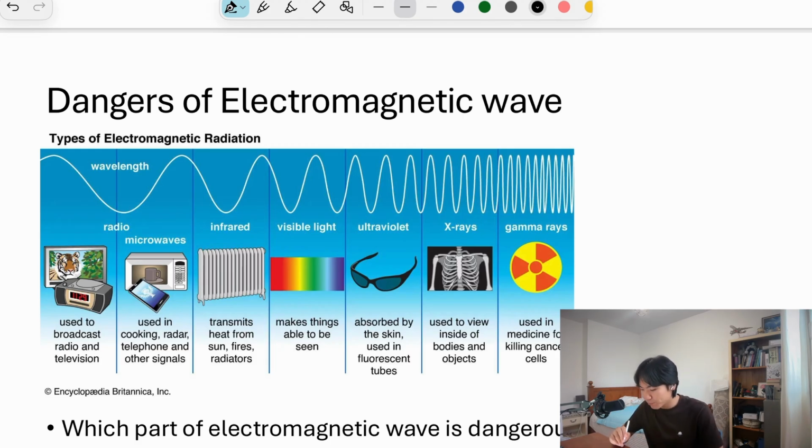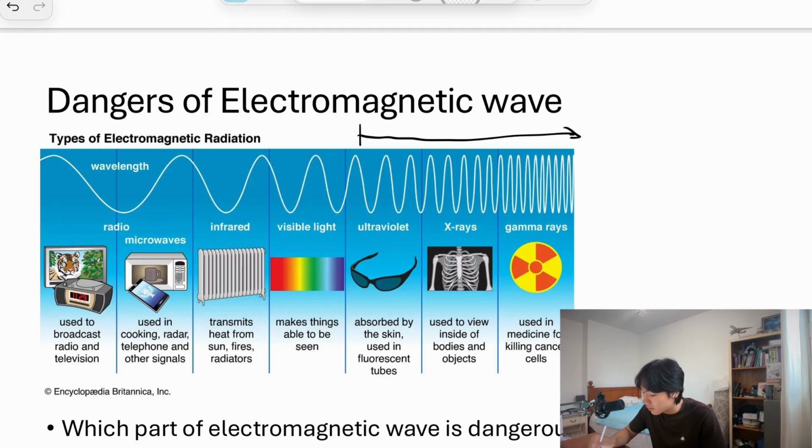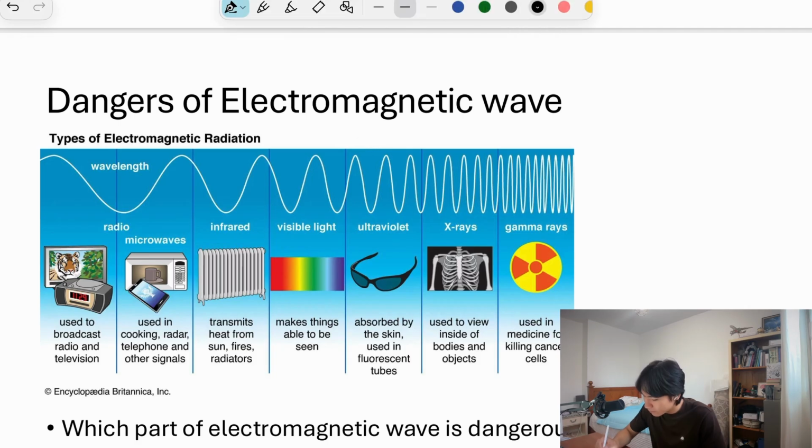So actually, contrary to many people's beliefs, it's from ultraviolet that the light becomes dangerous. And the reason why it is dangerous is because ultraviolet light, X-rays, and gamma rays are ionizing. This is a key word when you're asked to provide the dangers of, for example, electromagnetic waves. Why is X-ray dangerous? Because it is an ionizing electromagnetic wave. Okay, if you recall from S6, what is ionization energy?